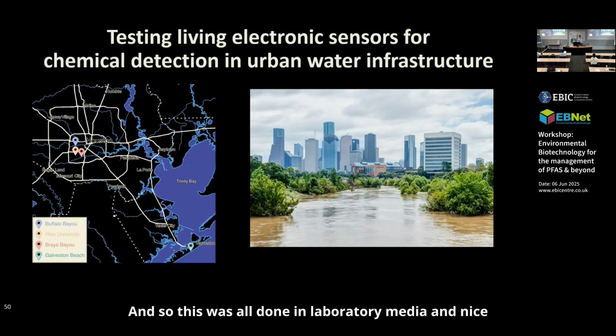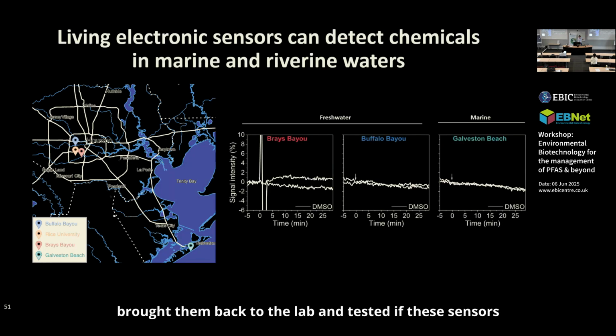And so this was all done in laboratory media and nice clean bottles that these cells like to grow in, but we wanted to see if these sensors actually work out in real environmental settings. And so we went around Houston, actually Lynn, my colleague here, I think sampled the water for this particular example from these river bayou systems in Houston. You can see there's tons of organics in those. We brought them back to the lab and tested if these sensors worked. And so we had some fresh water and marine ones.